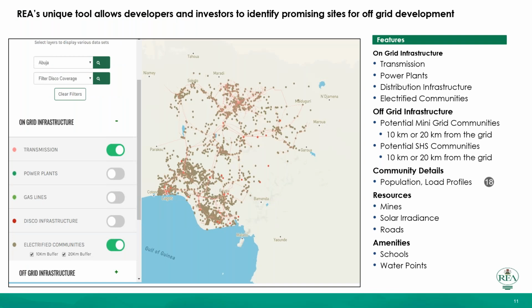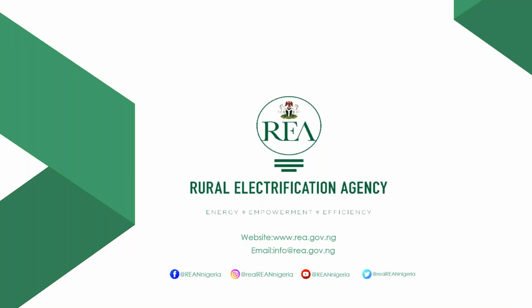And finally, and this is the last part, what our tools and processes have done is to enable developers and investors to identify promising sites for off-grid development. So you can look at what is existing from an on-grid infrastructure. You can also look at the features of off-grid infrastructures, community details, resources, and amenities, just to help us understand how we can integrate efficient and effective electricity planning from the perspective of on-grid, mini-grid, undergrid, and also solar home systems. So thank you very much.